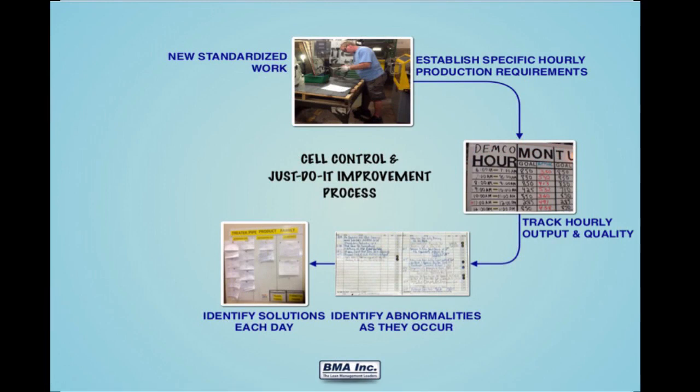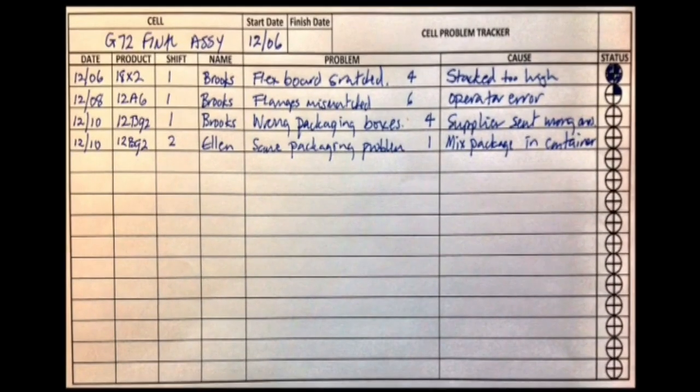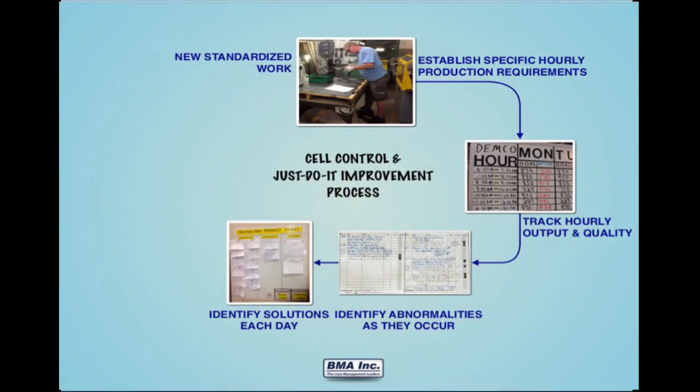Now, if there are problems, then we want to document them. But we don't want to spend hours and hours documenting them on complicated systems. And what most companies do is they have a chart a bit like the one you can see on your diagram. And the purpose of this, it's often called a problem tracker, is to just write down what the problems are. It'll show the date, the product that's made, the problem that's occurred, and then any other comments that the operator or the cell lead wants to show.